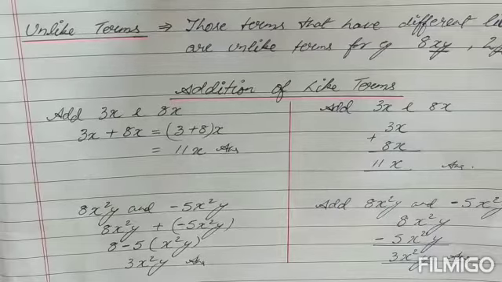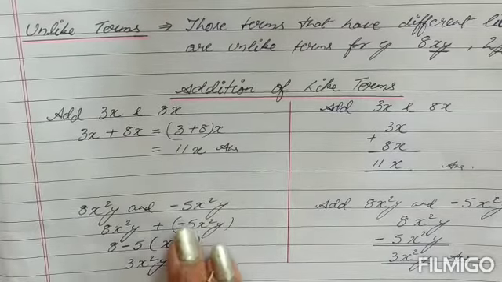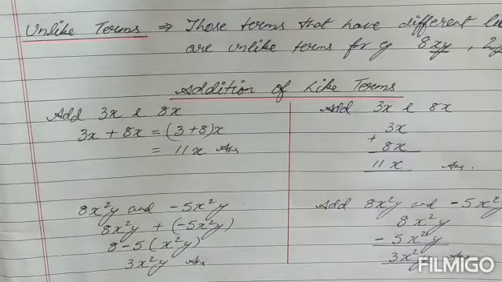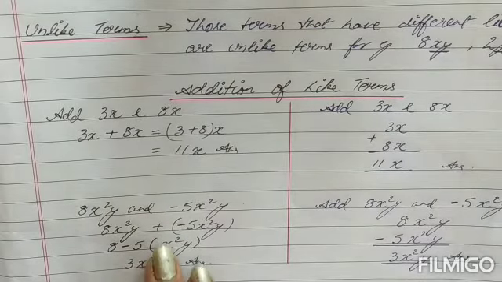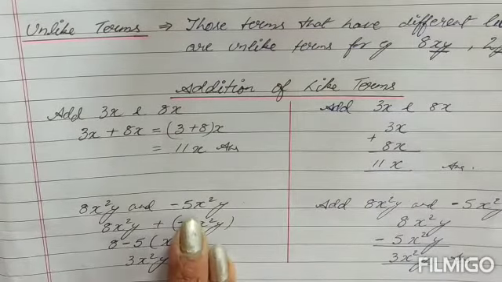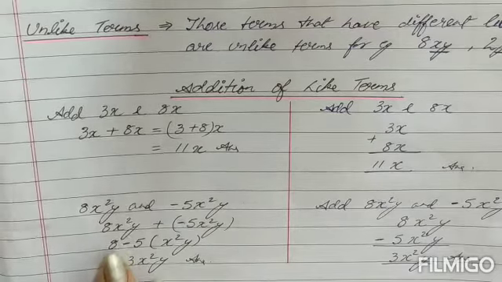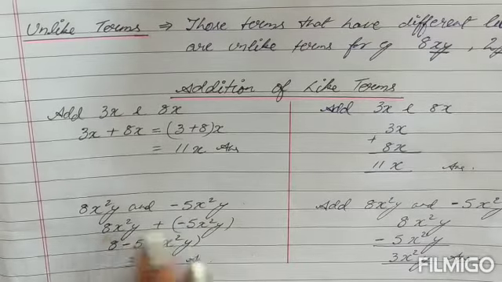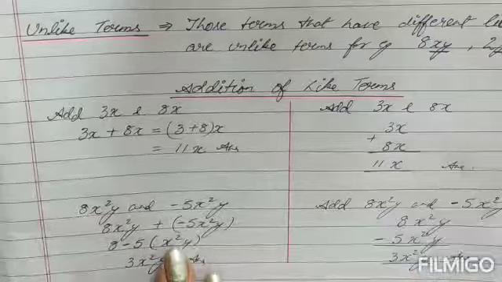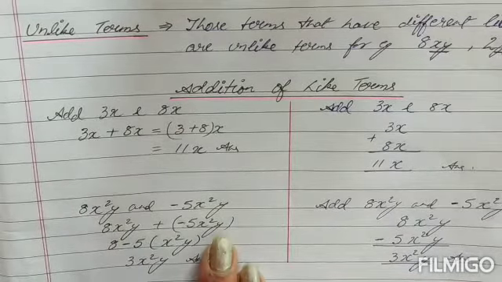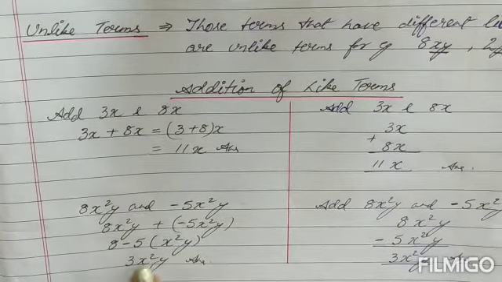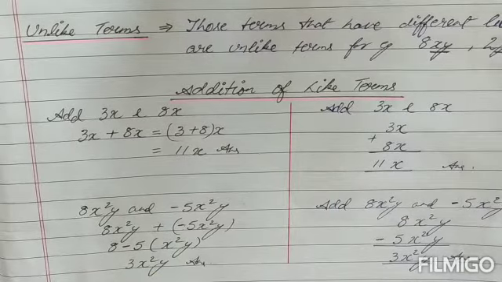So plus into minus is what? That you should know, that we will be learning in the next part. But for now you can understand that when we multiply a plus and a minus sign, children, we get minus. So I have written 8 minus 5 because with number we are doing it. And x square y is common for both of them, so we have just written it once. So the answer becomes 3x square y.